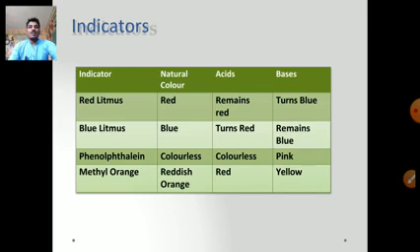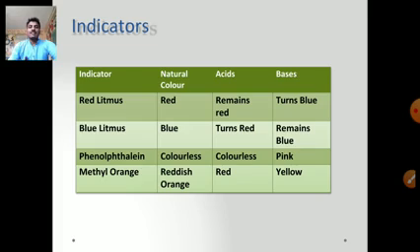And third one is phenolphthalein indicator. Its natural color is colorless. In acid, it also stays colorless, but in bases it turns from colorless to a pink color.